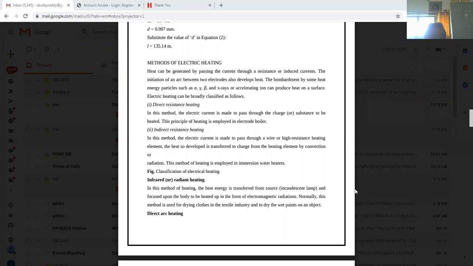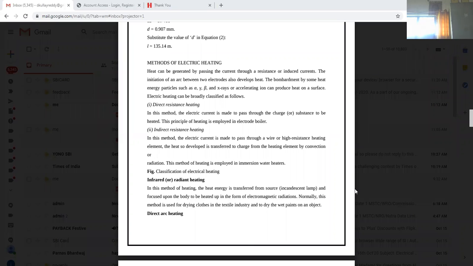The next one is infrared or radiant heating. In this method, heat energy is transferred from a source like an incandescent lamp, focused upon the body to be heated, in the form of electromagnetic radiation. Normally, this method is used for drying clothes in the textile industry and for drying wet paint on objects. When the incandescent lamp is switched on, the area surrounding the lamp is heated.